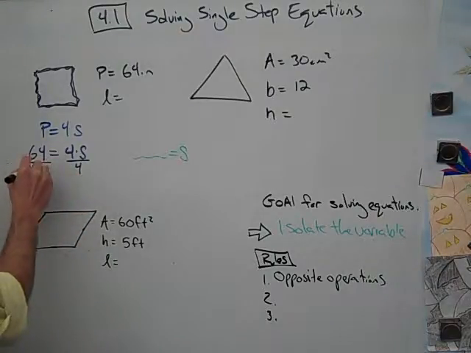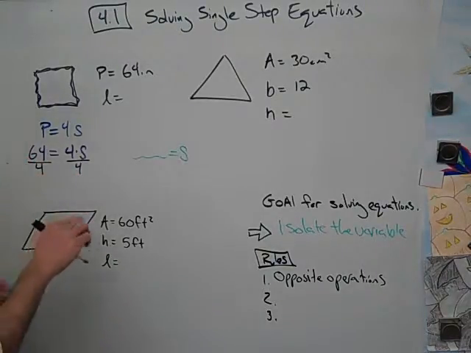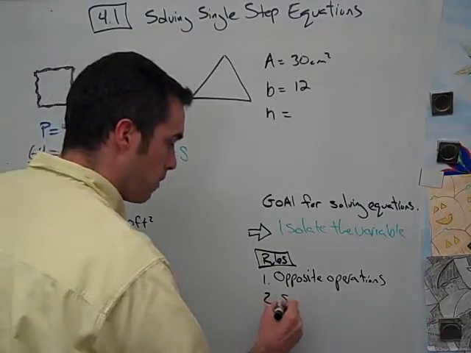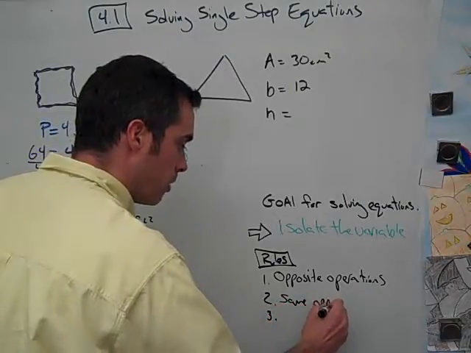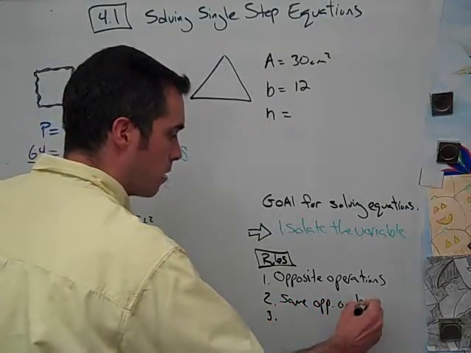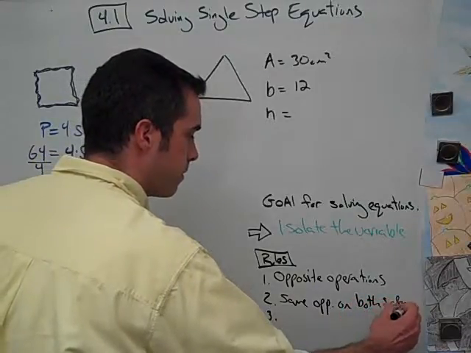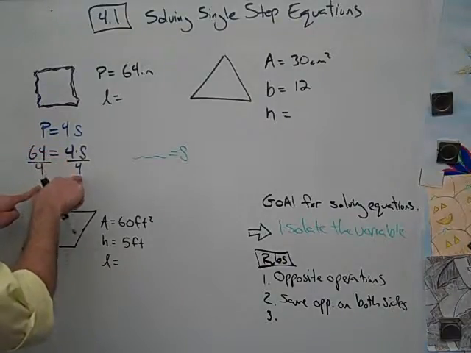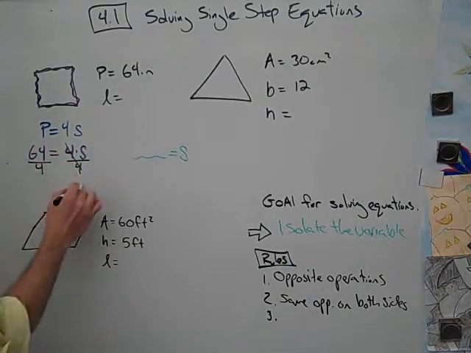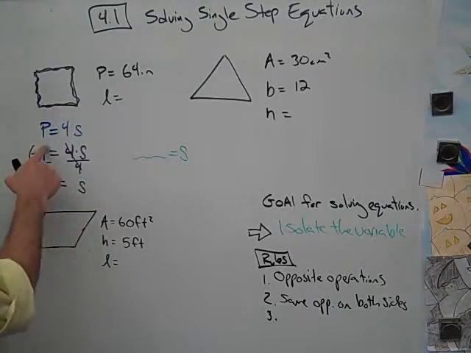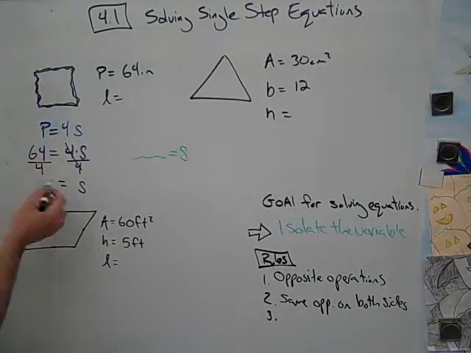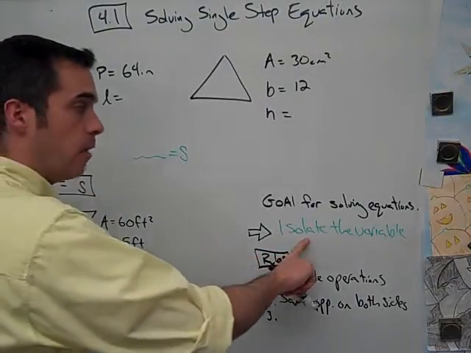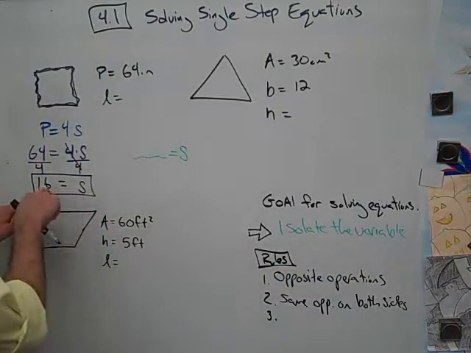I'm going to do the same operation on the other side of the equal sign because I want to maintain balance of the equation. So, same operation on both sides. And then I'm going to simplify. 4 divided by 4 is 1s, which could be written as s, equals 64 divided by 4 is 16. So now I have done my goal. I've isolated the variable. My side length is 16.